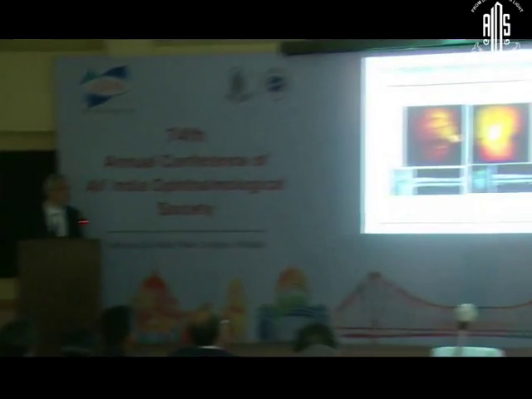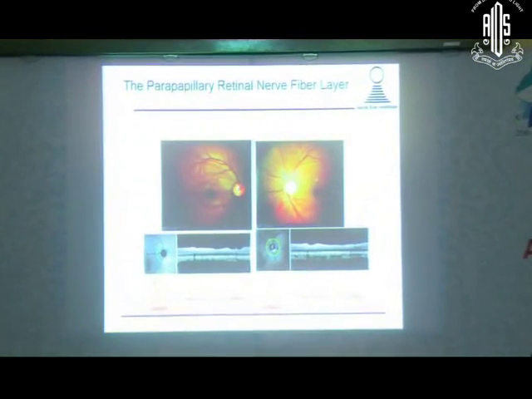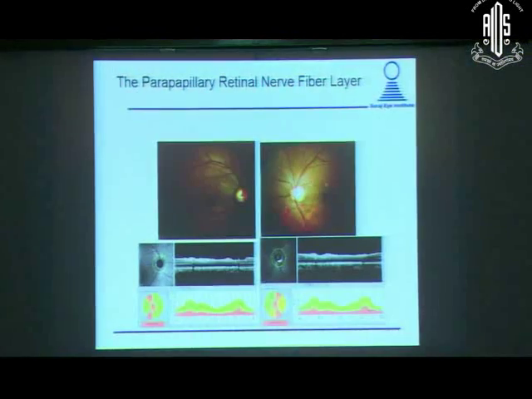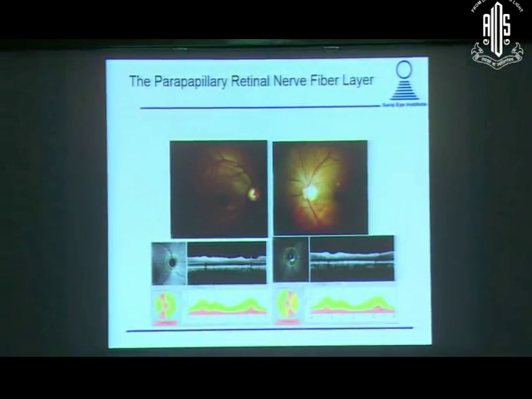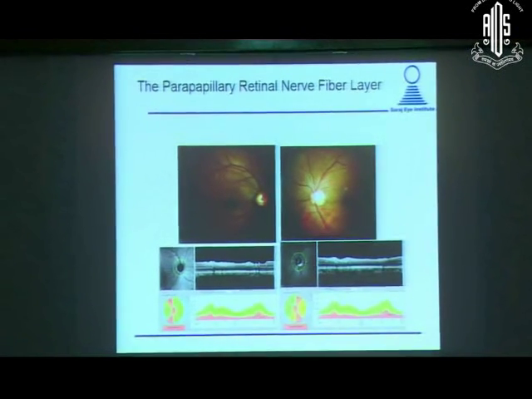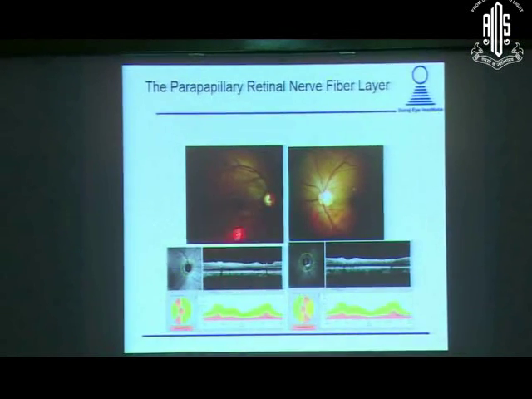Good morning, everyone, and I'm going to take you through a talk on imaging the optic disc with the OCT. This is the parapapillary retinal nerve fiber layer that is picked up. It's a little bit hard for me to look like this, so I don't think I'm going to use my pointer too much, although I would have liked to very much. So this is the parapapillary retinal nerve fiber layer, and you can see the changes here.